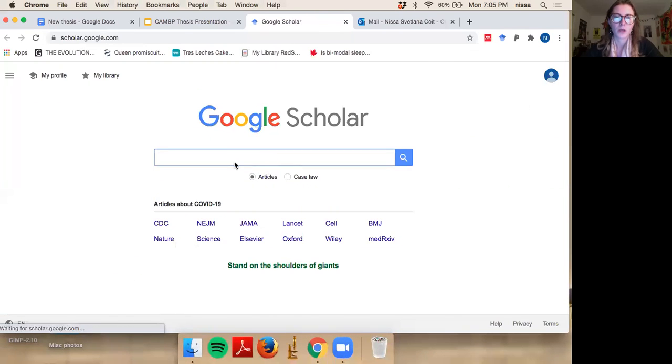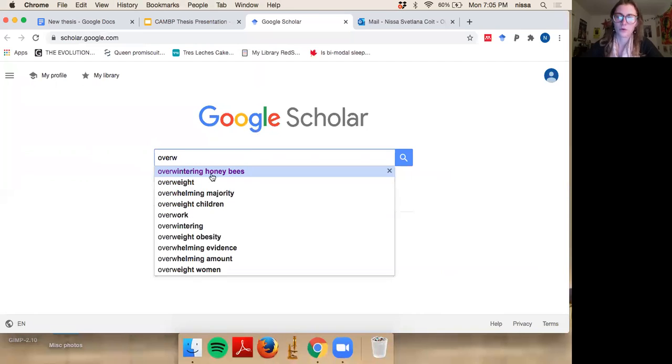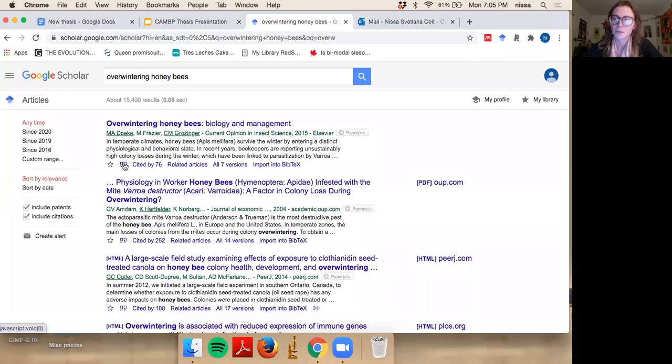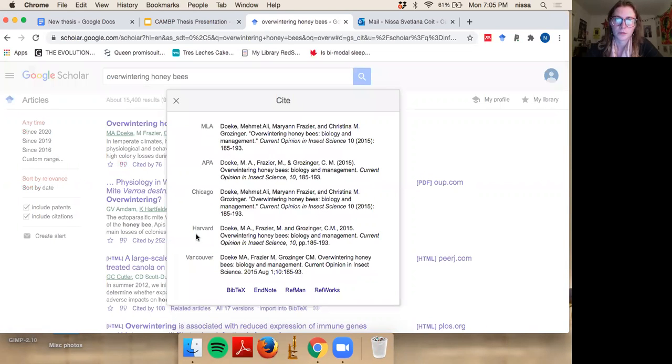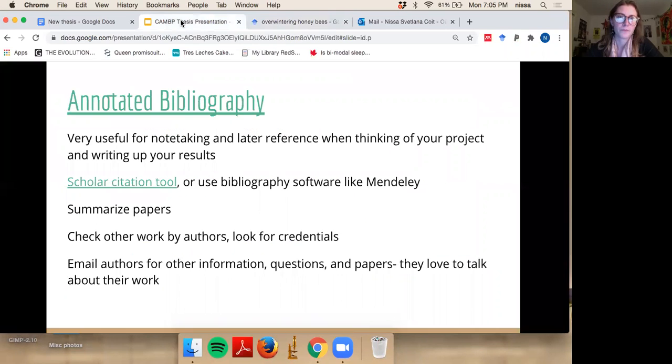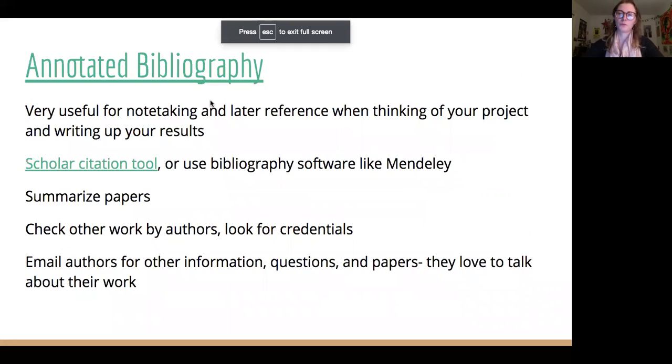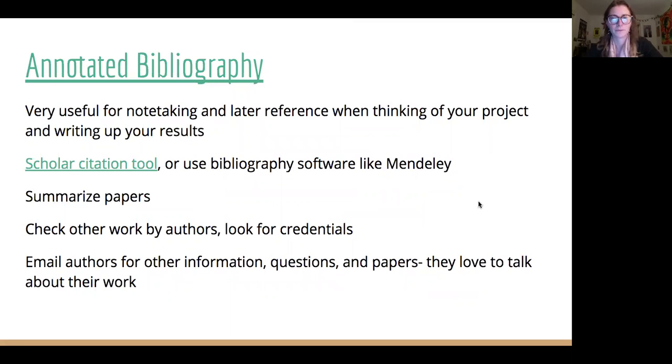For example, if I were to go here and look up overwintering honeybees, like I did 100 times, if you want to cite something, you can click on these two little quotation marks, and it comes up with all these different types of citations. And I like to do APA, but you can choose whatever. And if you just click on it, you can copy and paste it and bring it over to your working document.